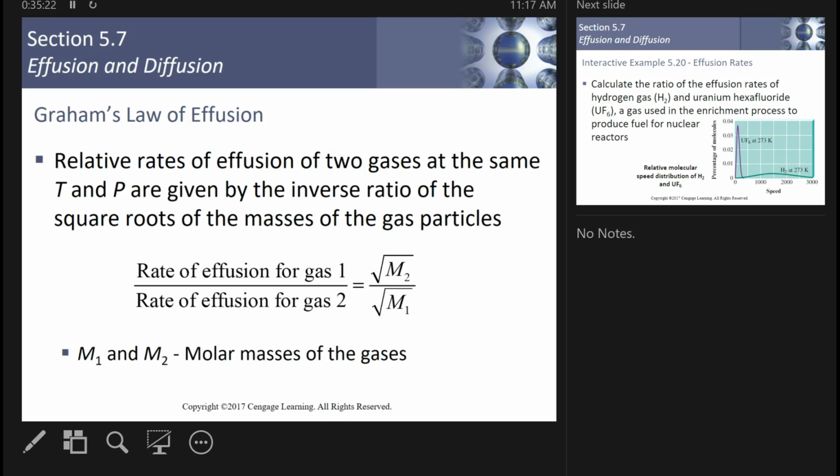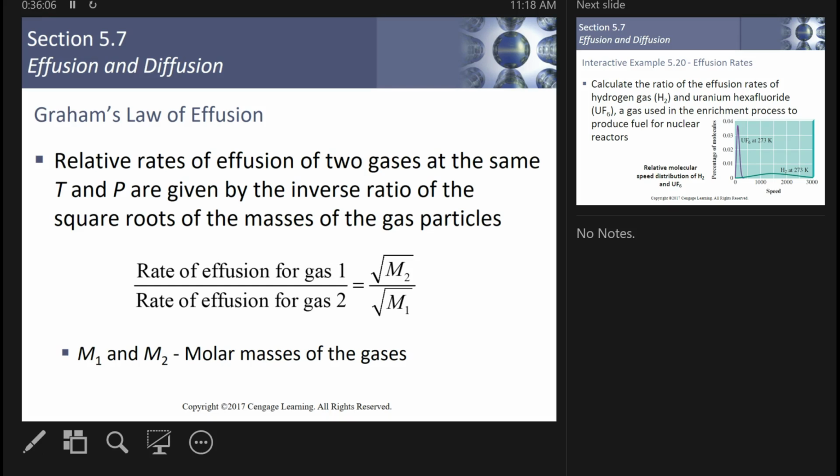If I want to compare the rate of nitrogen to the rate of chlorine, first of all, which one is going to move faster, nitrogen or chlorine? Nitrogen. Why? It's a lot lighter. So that's going to be the square root of the molar mass of Cl2 over N2. You want the inverse, right? Cl2 is 71. N2 is 28.